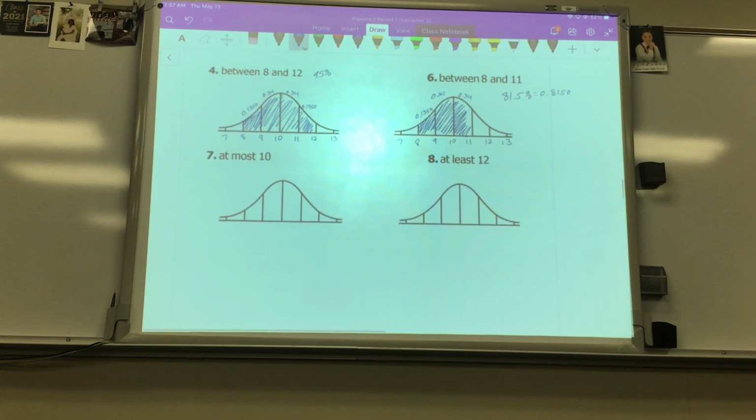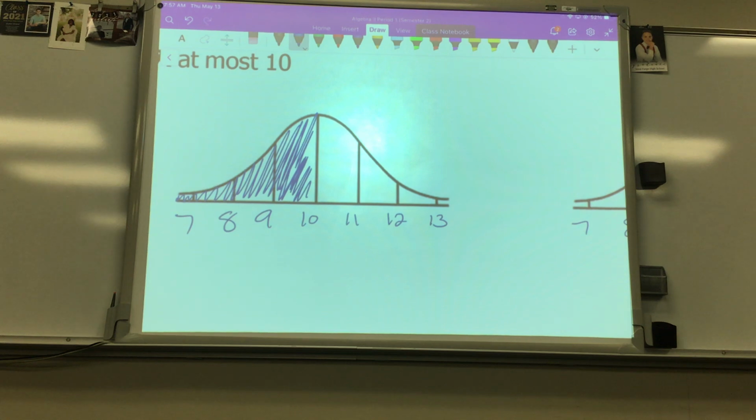Okay, still same situation. At most 10. What's at most mean? Up to 10. Can't be greater than 10, right? So everything below that. This one should be easy. It's half the curve that's shaded, right? That's 50%, 0.5, either way.